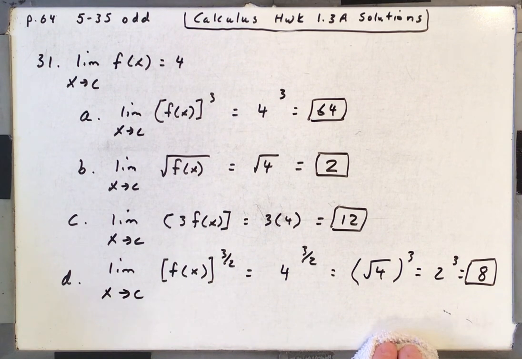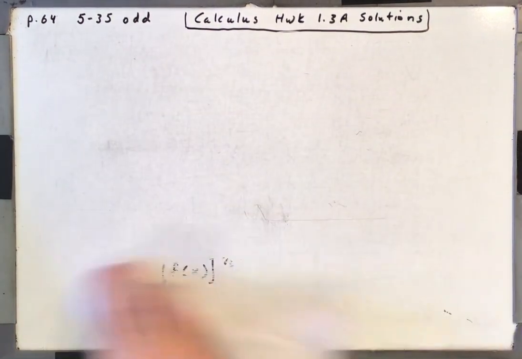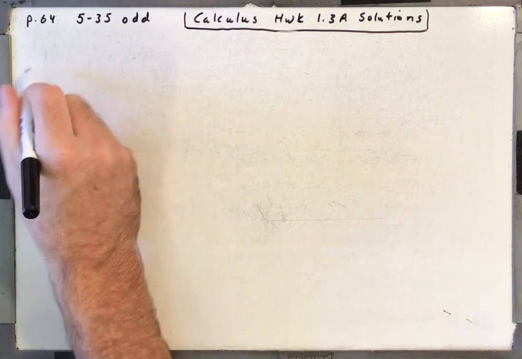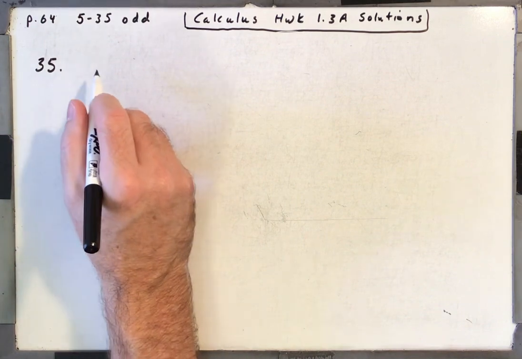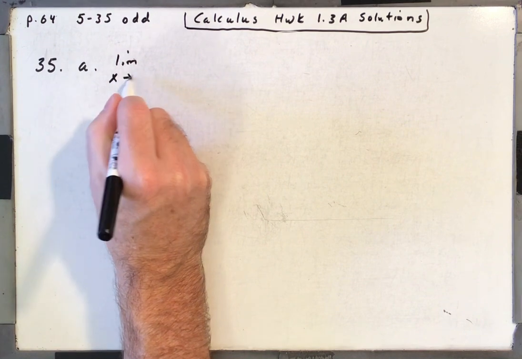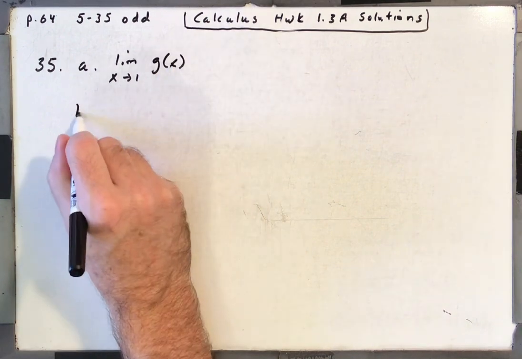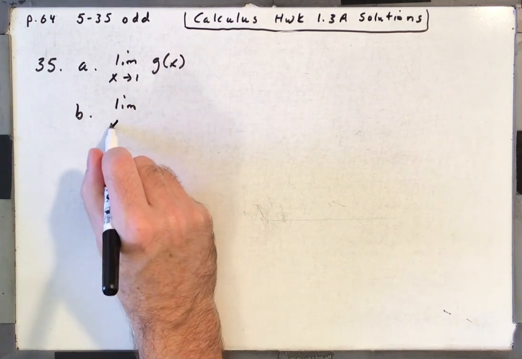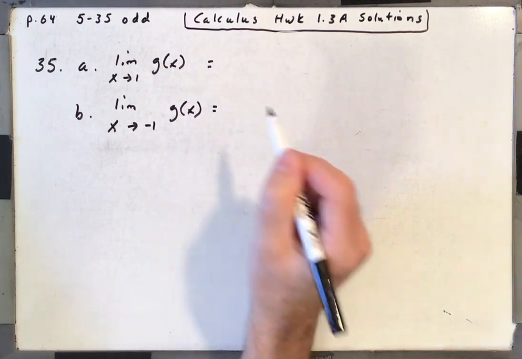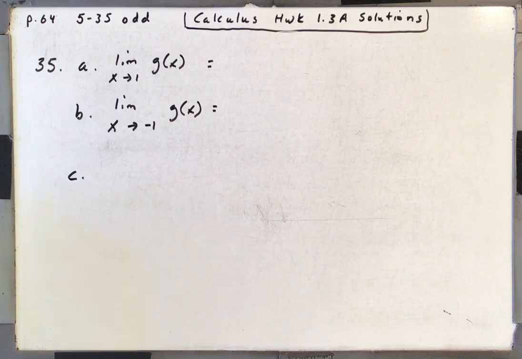And let's do 35 when we finish with this video. Okay, 35, we're going to look at the graph. So A says find the limit as x approaches 1 of g of x. B says find the limit as x approaches -1 of g of x. So we're just going to read the graph on those two. And then the third part, we're going to find two functions that agree at all but one point.